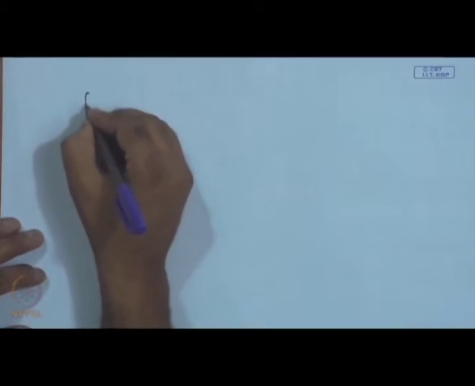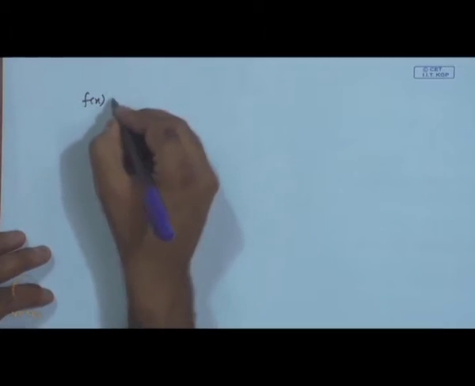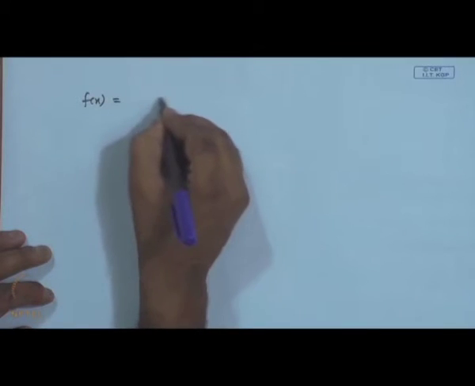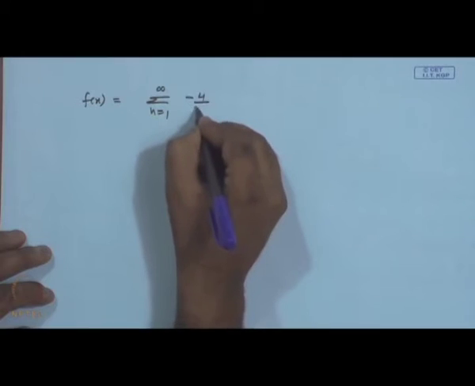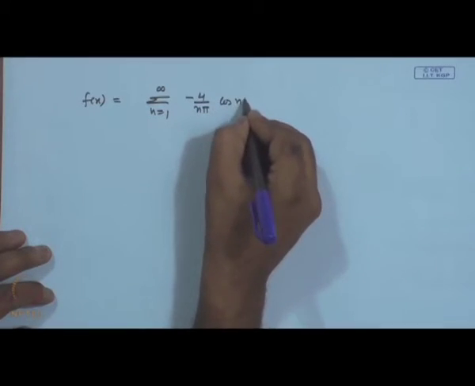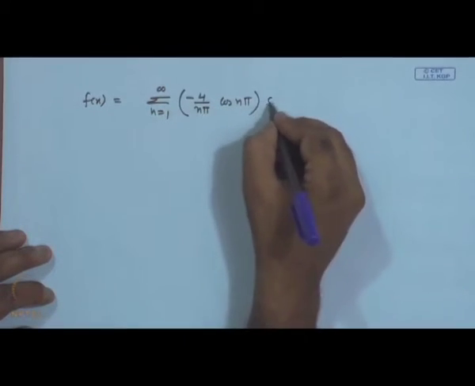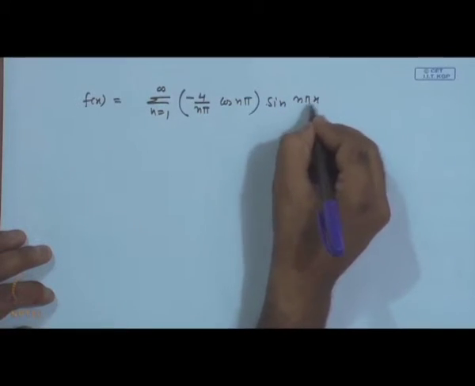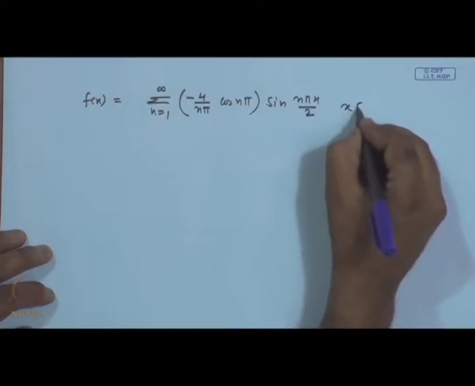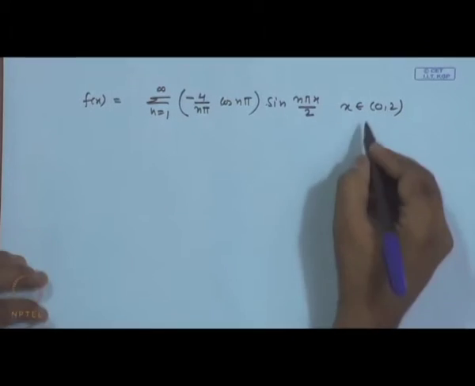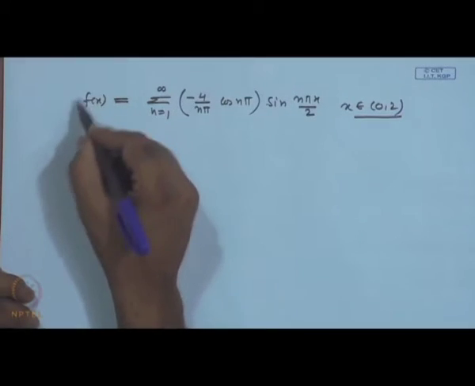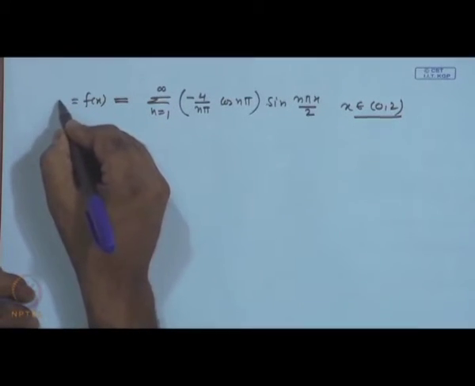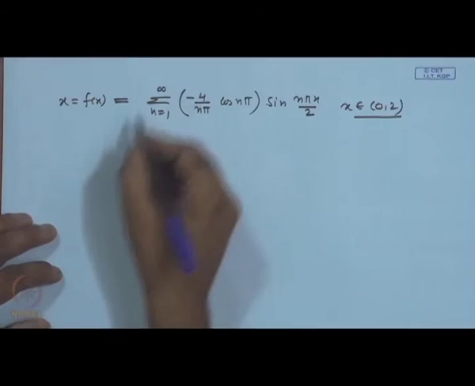After simplification, what we get is minus 4 over n pi cos(n pi). So, we then get this sine Fourier series: sum from 1 to infinity of minus 4 over n pi cos(n pi) sin(n pi x over 2), and x is between 0 and 2. So, when we write this for x between 0 and 2, we can write this equality, and this is equal to x, which is nothing else but the given function x.